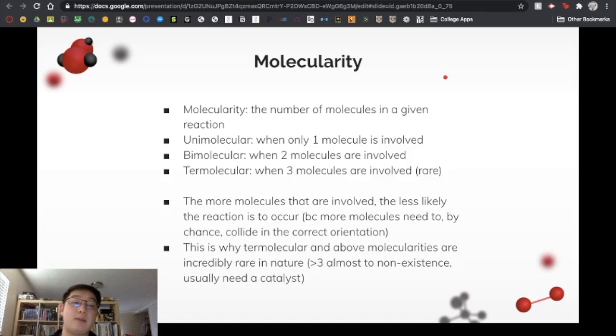The only place that you can ever really see them is with biological catalysts like proteins. And even then, it's incredibly rare. It's far more likely, even for the biological catalyst, to use unimolecular and bimolecular reactions.